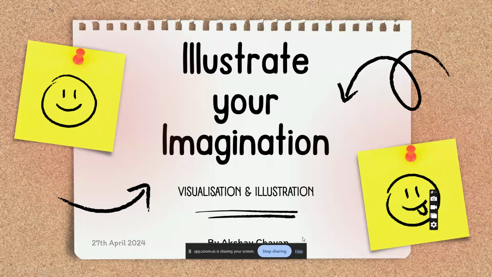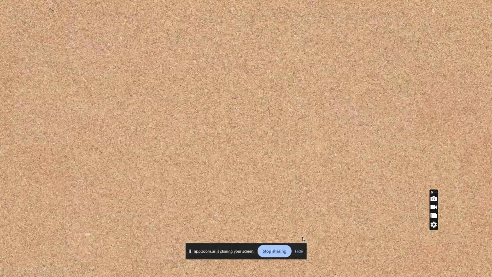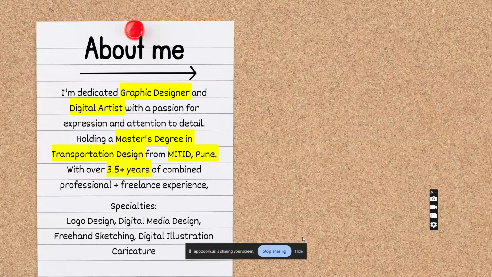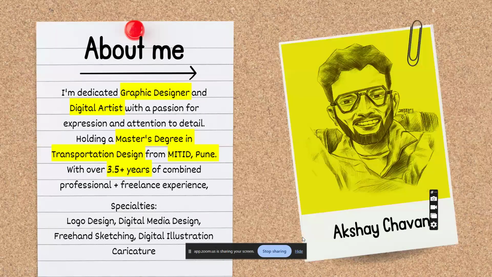My name is Akshay Chavan and I'm a passionate graphic designer and digital artist. I have completed my master's degree in transport design from MIT Pune with over 3.5 years of combined professional plus freelance experience. My specialties are logo design, digital media design, freehand sketching, digital illustration, and caricature.